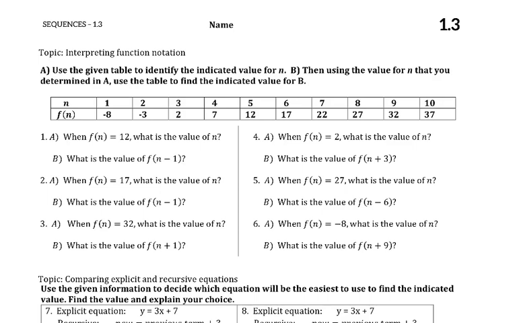Alright, Math 1, we've got sequences 1.3. So we are looking at some function notation and looking at explicit and recursive equations, okay? Now, if we remember our recursive equation, it's a sub n equals a sub n minus 1, and then the growth, whether that's plus a number, minus a number, multiply a number, or divide a number. And then we have our starting a sub 0 equals whatever that starting number is.